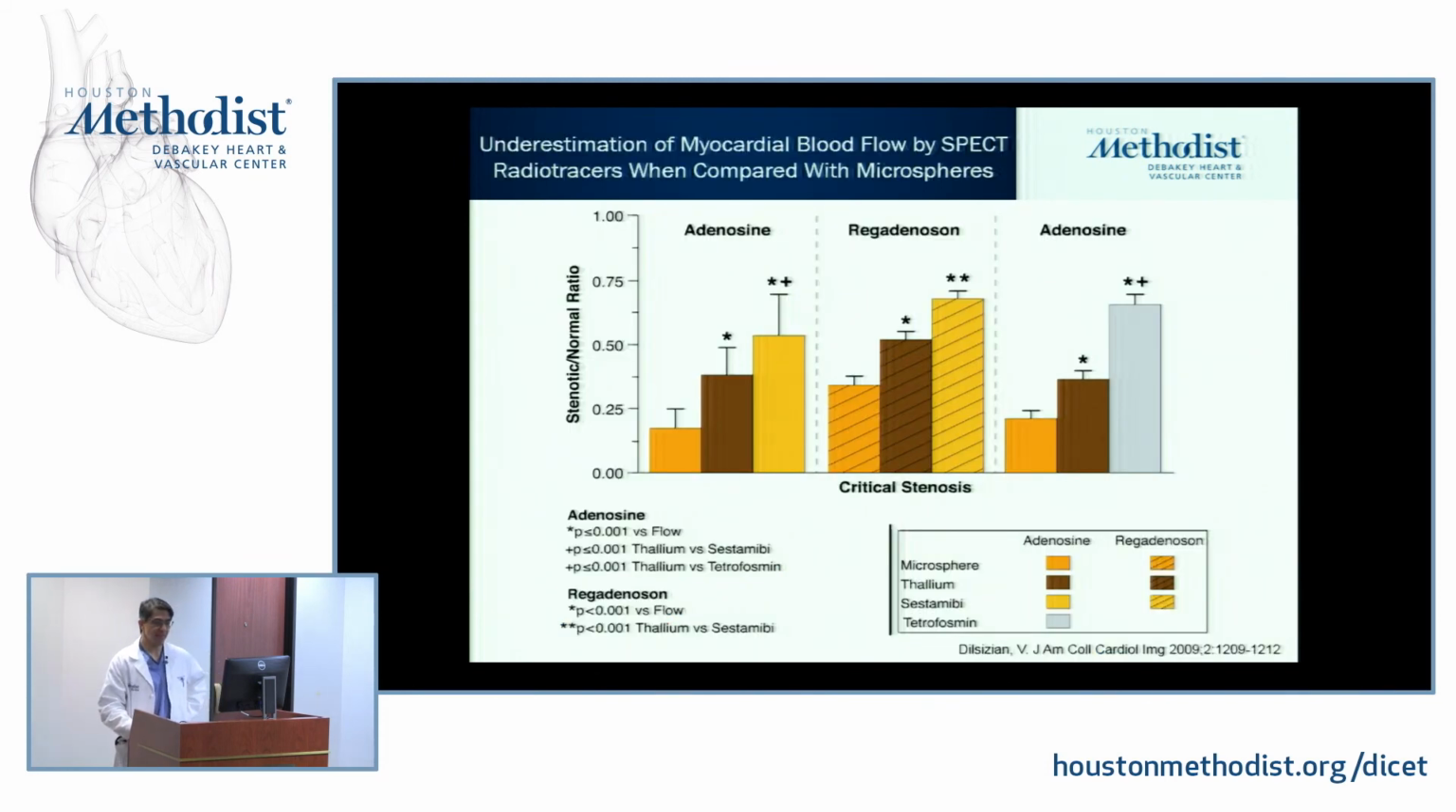And this is just as the studies have been done. For the sake of time, I won't spend too much time on it. But if you compare to the gold standard, which is microsphere flow, these radiotracers, especially agents such as technetium, can demonstrate less perfusion abnormalities than agents such as thallium.